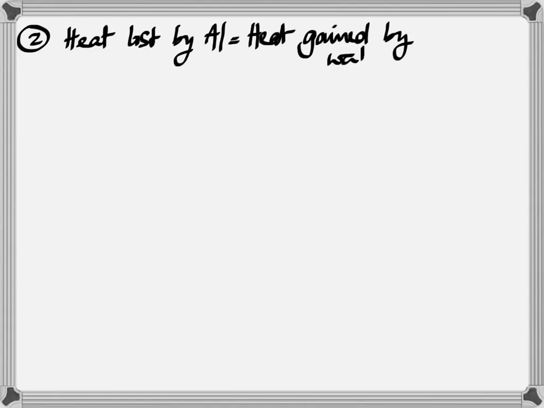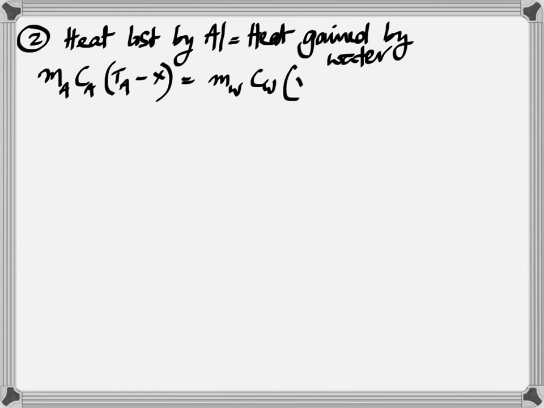And the second one, you're asked to find the change in entropy. First, you'll have to find the common temperature reached using heat lost by the aluminum is equal to heat gained by the water.